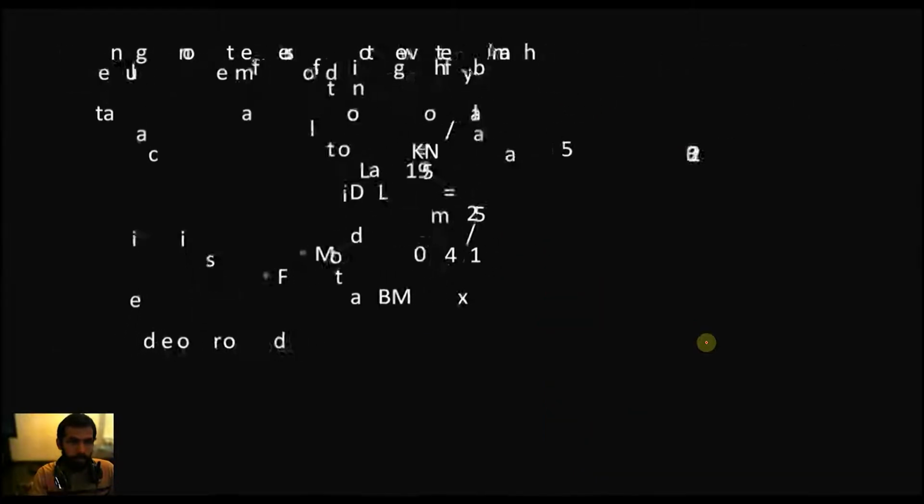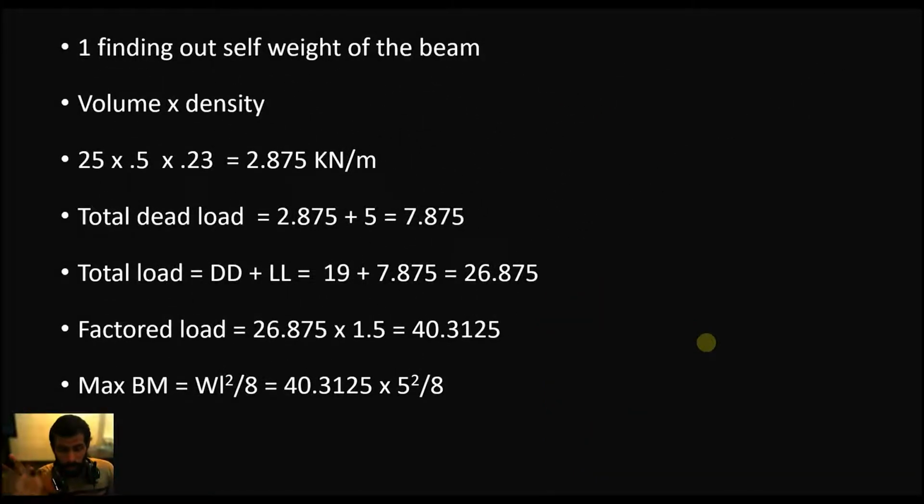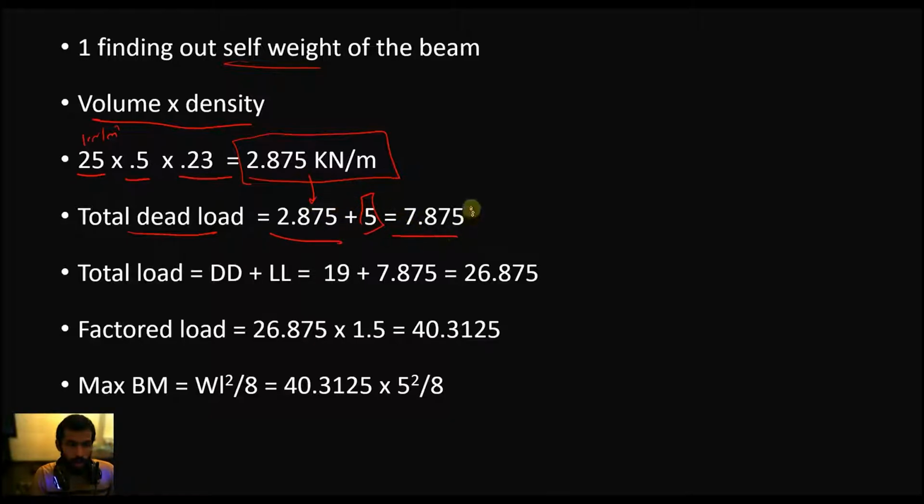Alright, first we need to find the total bending moment. For that, we need to find the self-weight of the beam, and self-weight is density into volume. The density of concrete is 25 kilonewton per meter cube, and this is the size of the beam. You will get the self-weight as a UDL, and the total dead load is the dead load given in the problem, 5 kilonewton per meter, plus the self-weight, for a total of 7.875 kilonewton per meter.